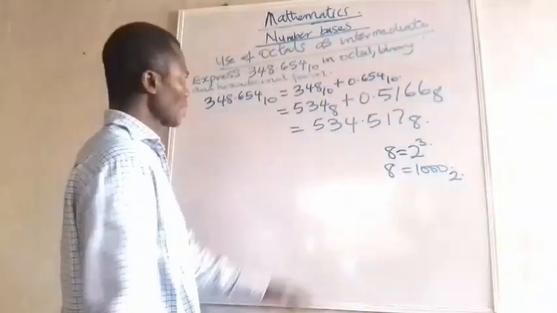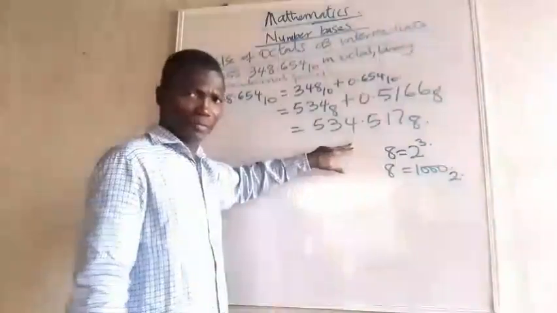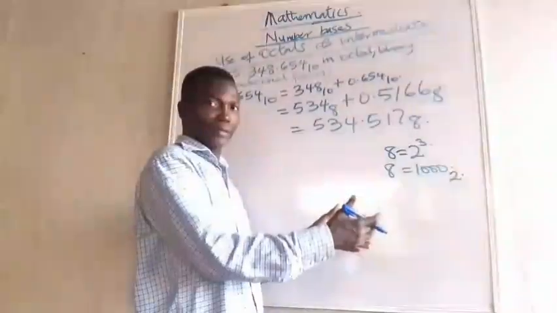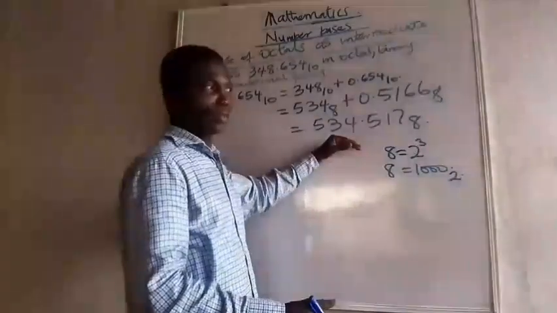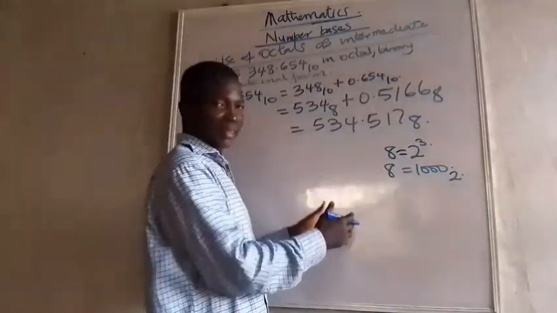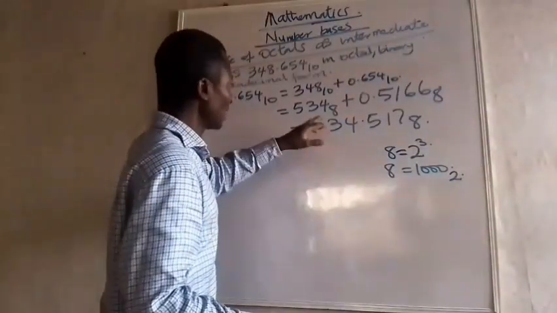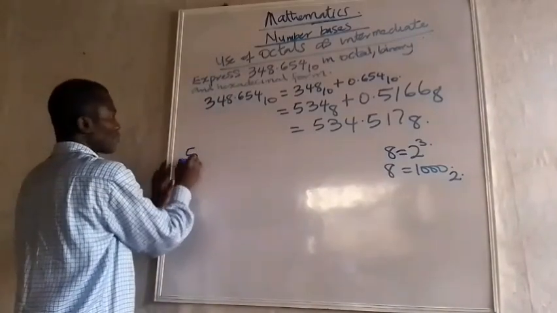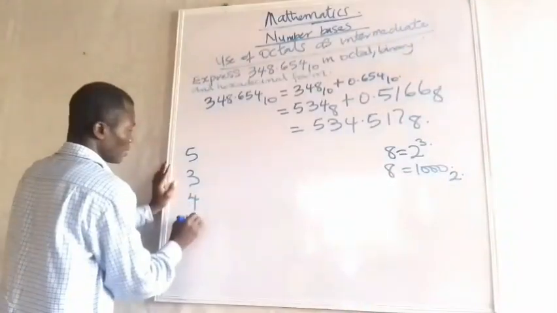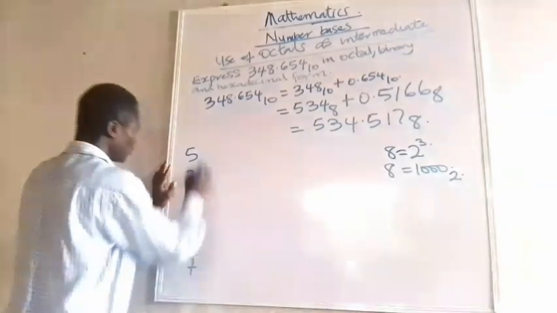Now, what do we do? What are these numbers in base 2? They will be in 3s. Are you getting me? They will be in 3s. So we will now express it one after the other. And later on, we match. Let's see what this will be. 5, 3, 4, 5, 1, 7.